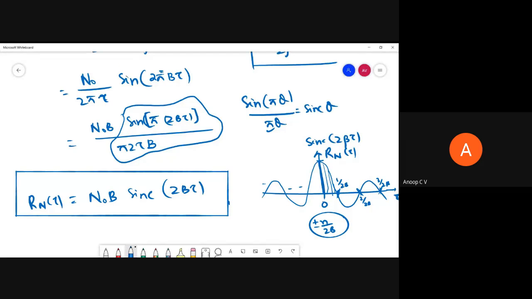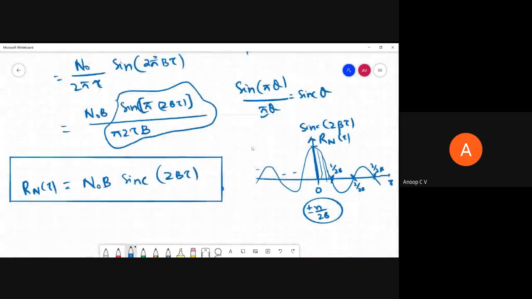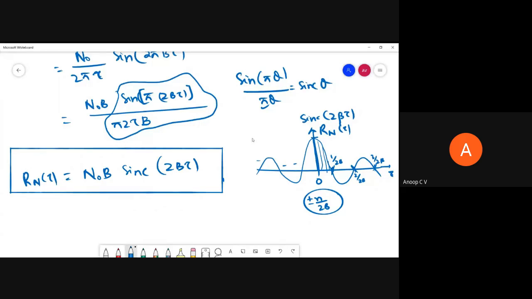What is the benefit of having a zero autocorrelation? Maybe later I'll discuss, but for the time being you should be able to appreciate what its autocorrelation function is.